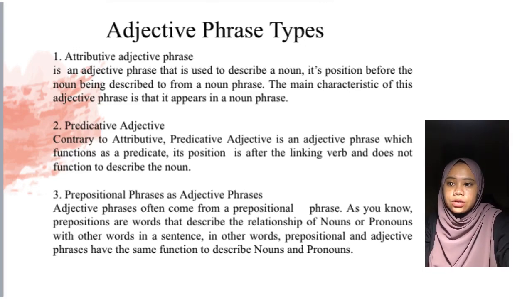3. Prepositional phrase as adjective phrase. Adjective phrases often come from a prepositional phrase. As you know, prepositions are words that describe the relationship of nouns or pronouns with other words in a sentence. In other words, prepositional and adjective phrase.